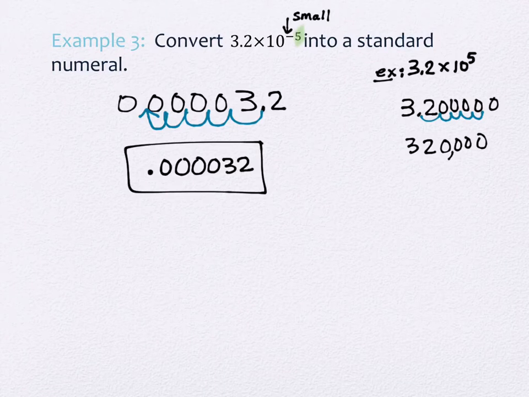So a positive exponent makes a big number, or it came from a big number. A negative exponent means it makes or it came from a small number.